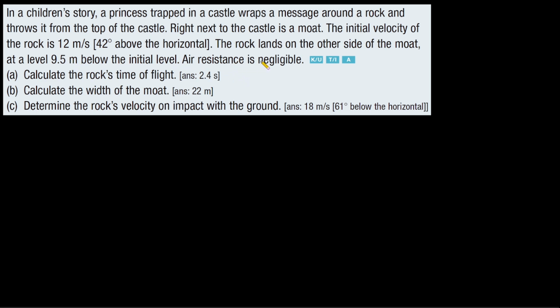Air resistance is negligible. A. Calculate the rock's time of flight. B. Calculate the width of the moat. C. Determine the rock's velocity on impact with the ground.